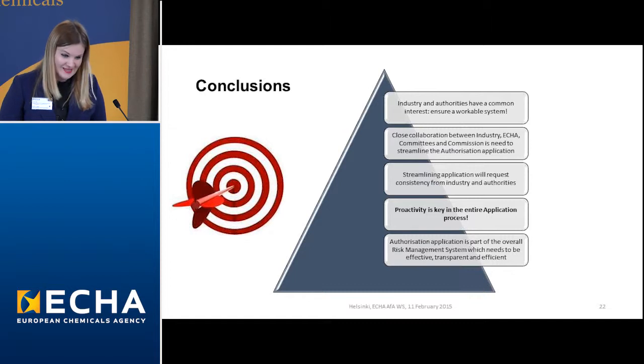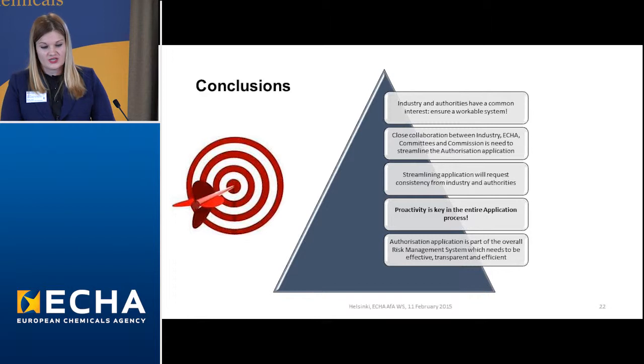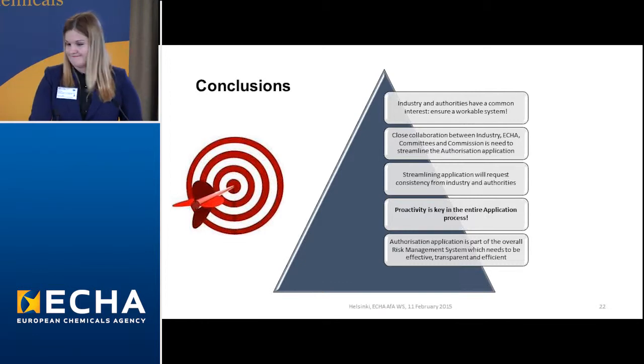And my last slide. The conclusions. I think it's very important to note that, yes, industry and authorities have a common interest, and we would like to make this system work. And it's good, and I think it's very important for us to work together as industry and regulators in order to make this authorization application work. And streamlining is obviously important to make sure that we have some consistency between industries and regulators' needs. And I think it's key that we are all proactive in the process. And lastly, I think authorization application is a part of the overall risk management system, which needs to be effective, transparent, and efficient. Thank you.